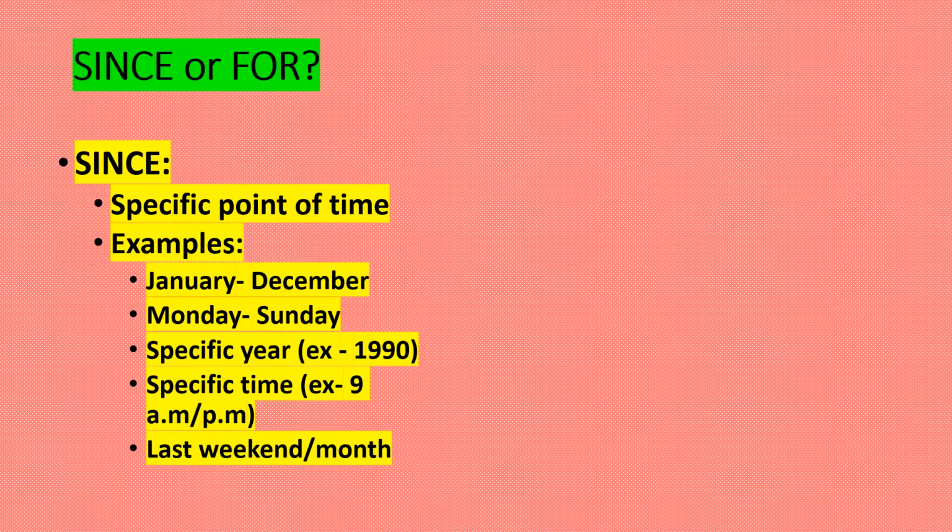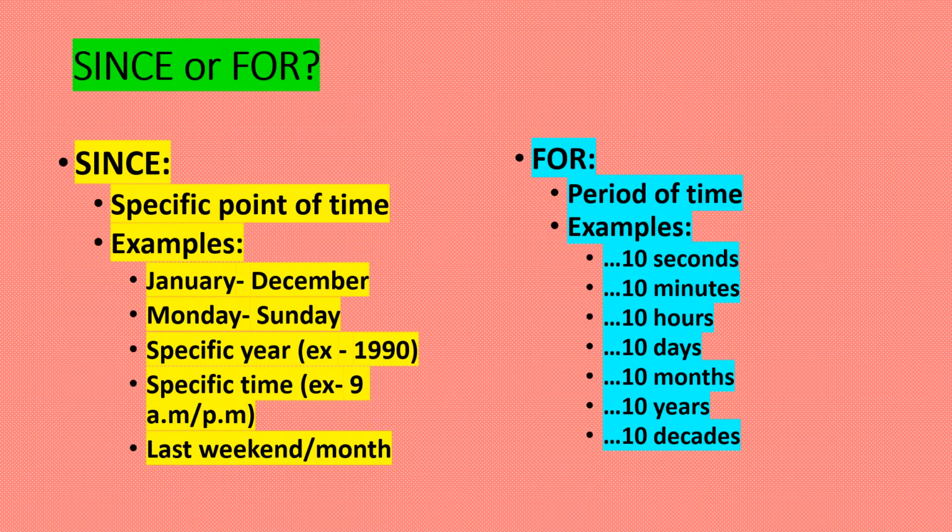So before discussing the present perfect continuous tense, it's important for us to understand since or for. Since or for is a MOT, which is a mention of time. So when do we use since? We use since at a specific point of time.